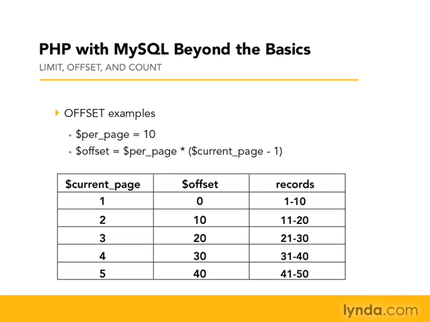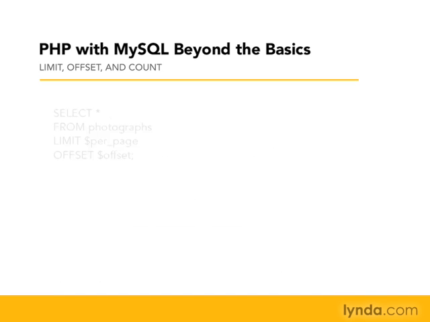So the SQL syntax that we're going to use to do that in a select statement is: SELECT * FROM photographs LIMIT, and then whatever variable we have for how many per page, and then OFFSET, which will be whatever offset we want to use.